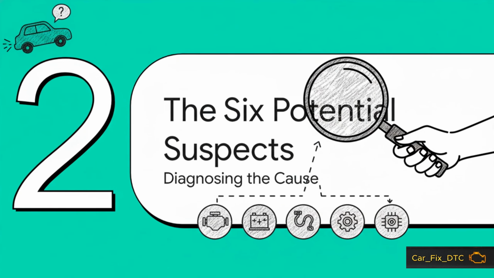So, let's put on our detective hats. That code, P1404, that's our big clue. And it points us to a list of 6, let's call them potential suspects. Our job is to investigate each one and crack this case.